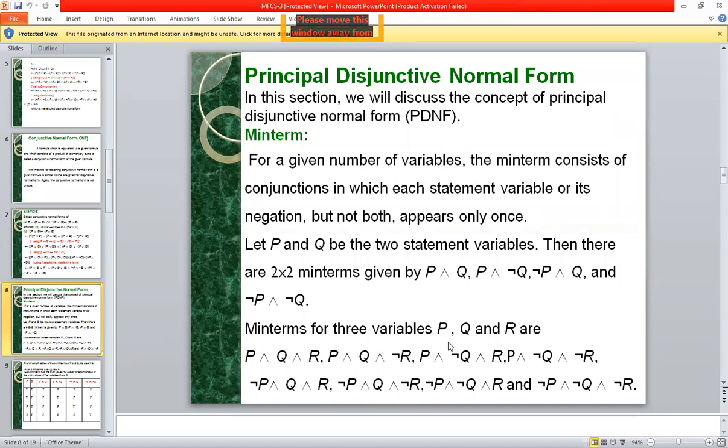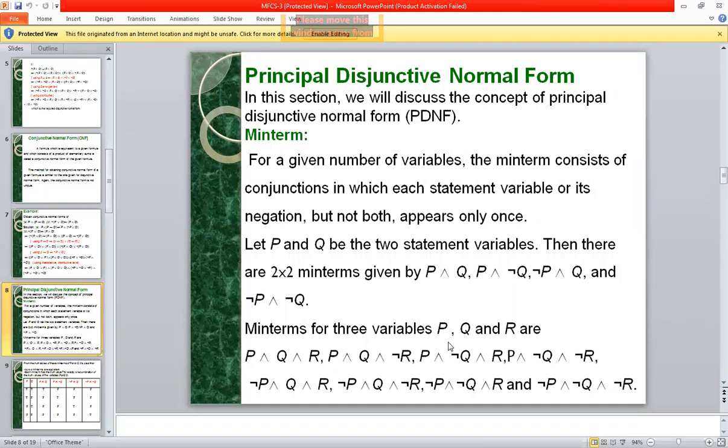So if we have n variables, there are 2 power n possibilities. Okay, so what is a minterm? For a given number of variables, a minterm consists of conjunctions in which each statement variable or its negation, but not both, appears only once.